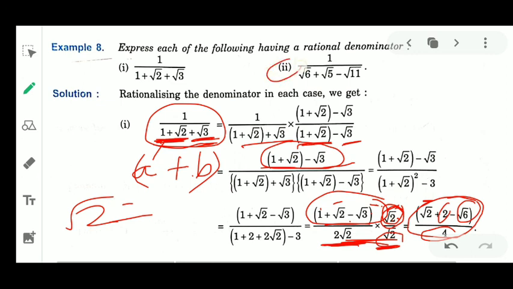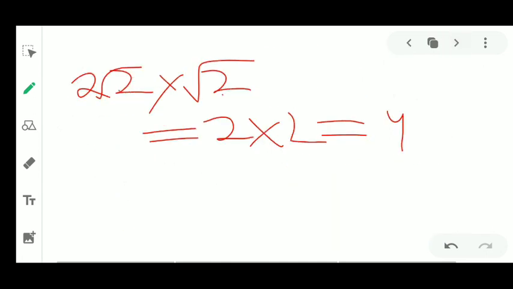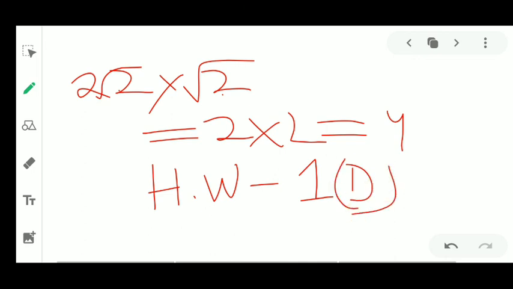Next we have bit 2, 1 over 1 plus root 6 plus root 5 minus root 11. Here we have to consider root 6 plus root 5 as a and root 11 as b. And the next steps will be the same as bit number 1. So today's homework is exercise 1D.